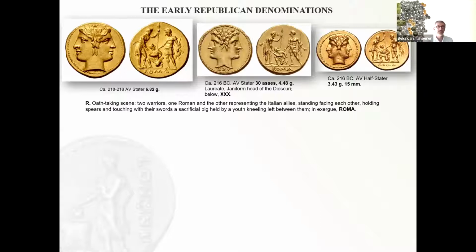Here is the oath-taking scene on the reverse of all these three denominations: two warriors, one Roman and the other representing the Italian allies, standing facing each other, holding spears and touching with their swords, a sacrificial pig held by a youth kneeling left between them.